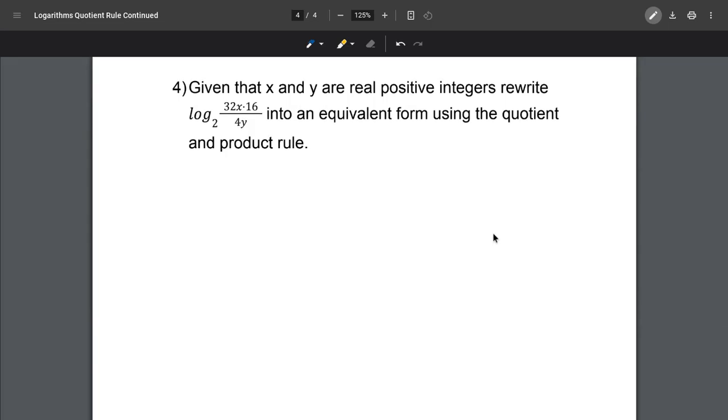All right, last one. Given that x and y are real positive integers, rewrite log base 2 of 32x times 16 over 4y into an equivalent form using the quotient and the product rule. So we'll start with the quotient rule. We'll start with log base 2 of 32x times 16 minus log base 2 of 4y.